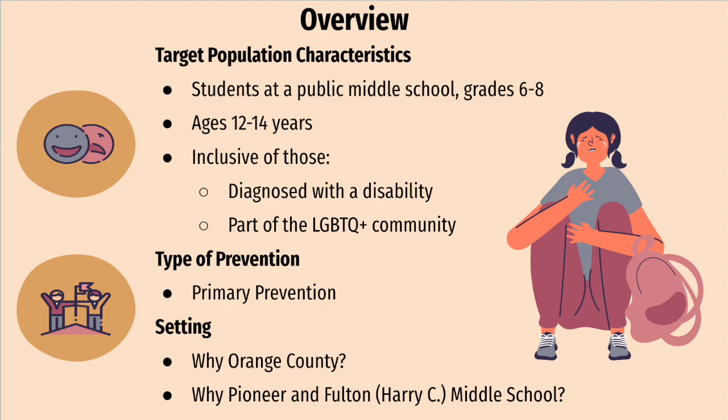Strengthen Students is a primary prevention anti-bullying curriculum-based program that takes place in Orange County at Pioneer and Fulton Middle School. So further into the setting, Orange County, or more specifically Pioneer and Fulton Middle School, were chosen for the setting of the program. This is because Orange County has a broad range of schools with a diverse population of students. The county's population allows for a variety of cultural backgrounds, experiences, and representation.